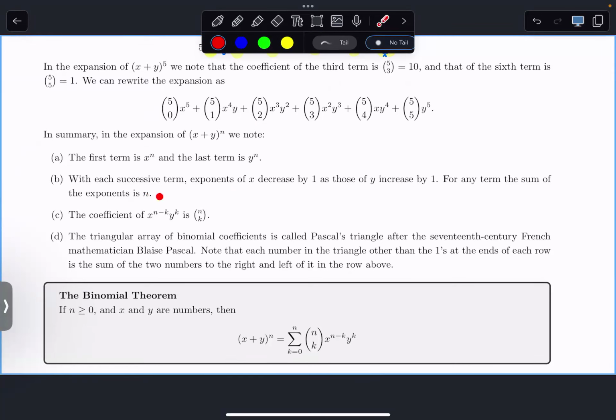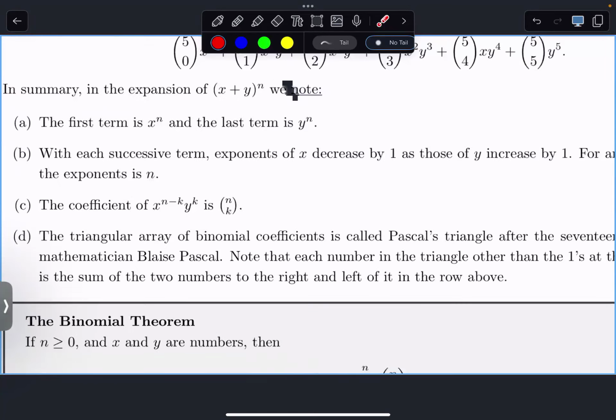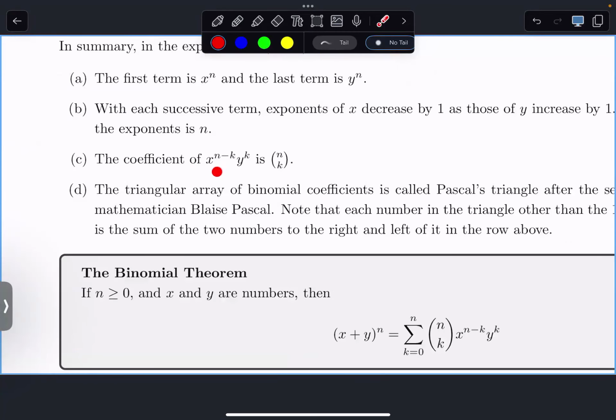Saw that, right? We saw they all added to 5. The coefficient of x to the power of n minus k, y to the k is n choose k. Just work methodically, you'll see it.